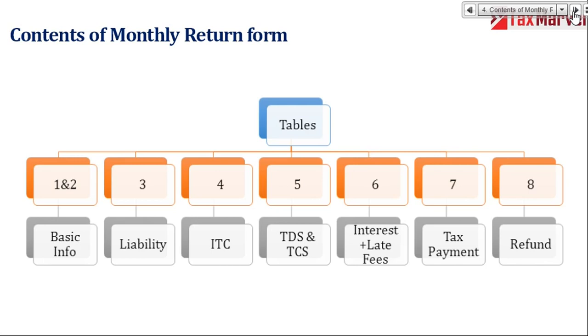This is not your normal refund. This is refund of cash from your electronic cash ledger. So if I have claimed any refund in a previous tax period, the system will say, okay, you deposited 1000, you claimed 200 rupees refund in this period.